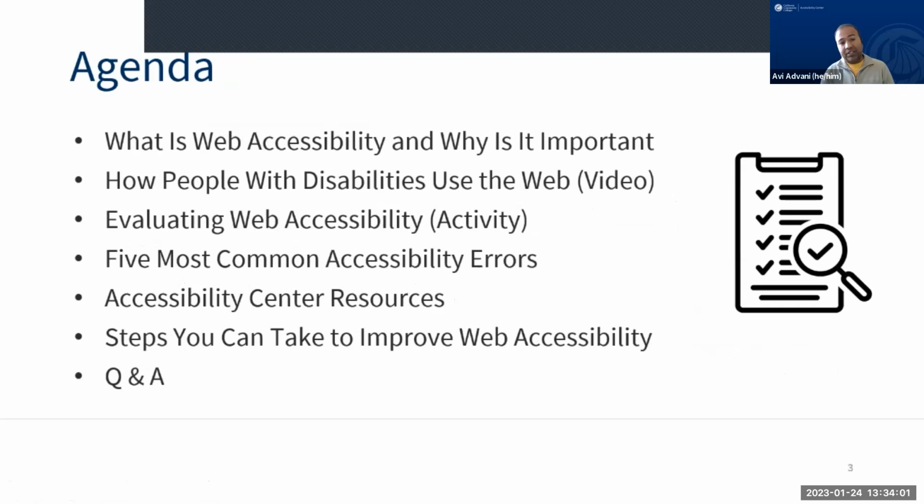Okay, let's go over the agenda for today. First, I'm going to talk about what accessibility is in terms of the web and why it is important. I'll then talk about how people with disabilities use the web, followed by a short video. I'll then move into evaluating web accessibility, followed by a little activity for all of you to participate in, which will then lead me into the 5 most common accessibility errors. Finally, actually before that, I'll talk about the Accessibility Center resources that we offer to the entire system. And the final topic before Q&A will be the steps you can take to improve web accessibility.